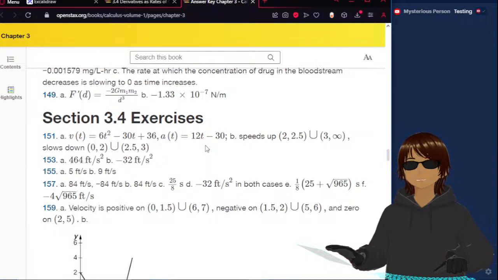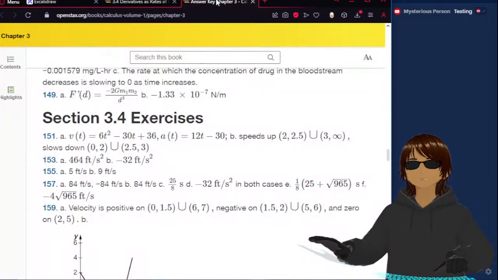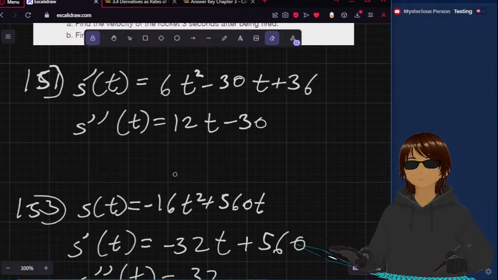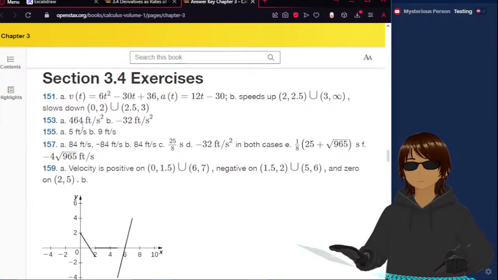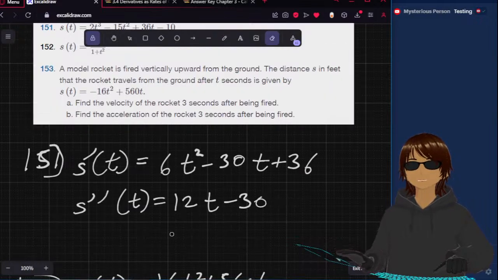For A, isn't the acceleration always... Oh, oops. I just saw the gradient. This is wrong. Okay, these two are correct. As for this, we are just checking at what point it's positive and at what point it's negative.